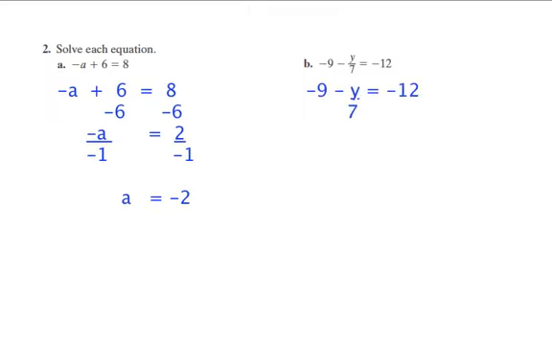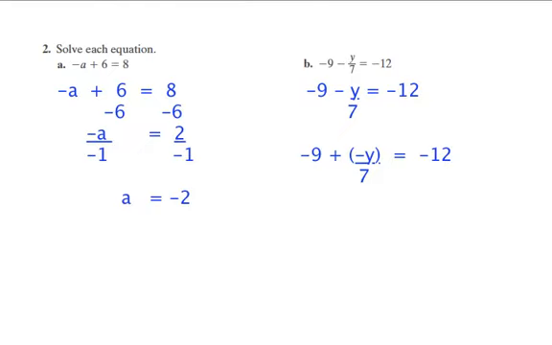Now let's try example 2b. Negative 9 minus y over 7 equals negative 12. Start by writing the problem down. Then underneath it, we need to change that minus y over 7 into adding negative y over 7. That way we don't lose that sign. Now we can begin to solve this problem.